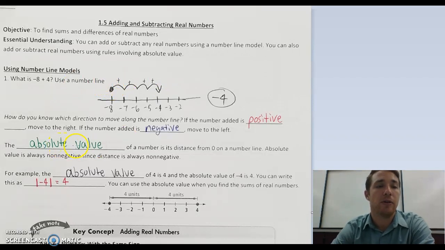The absolute value, we saw that word in our objectives, is the distance a number is from 0 on the number line. So absolute value is always non-negative, since distance is always non-negative. You can't have a negative total for a distance. For example, the absolute value of 4 is 4. The absolute value of -4 is also 4. I can write this as the absolute value of -4 is equal to 4.